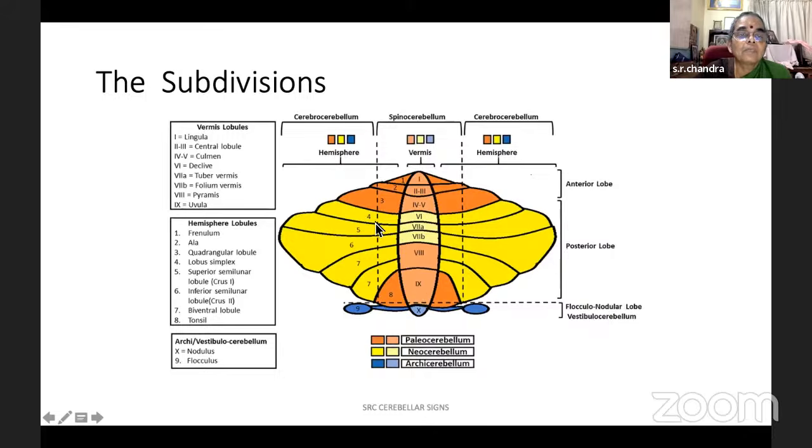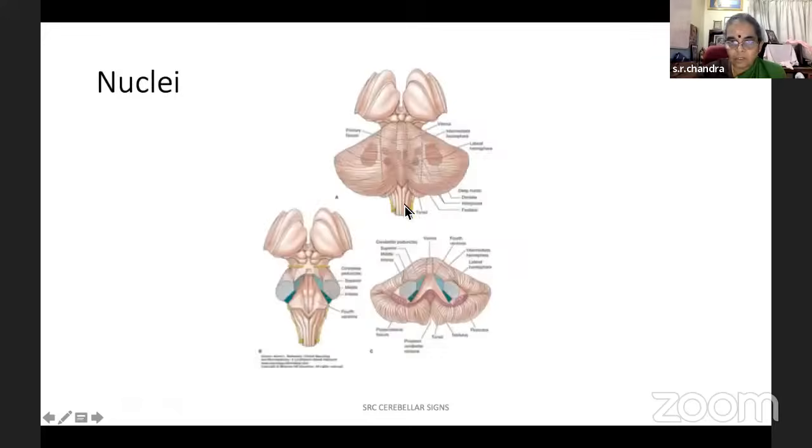And in the hemispheres, you have the frenulum, ala, quadrangular lobe, lobus simplex, superior semilunar lobule, inferior semilunar lobule, biventral lobe, and the cerebellar tonsil. So these are the subdivisions of the cerebellum.